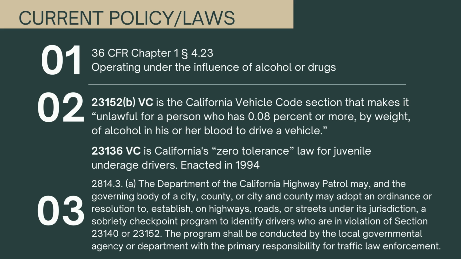The first one, notated number 1, is at the federal level. So there are federal regulations regarding operating under the influence of alcohol and drugs. Most states do have their own regulations and penalties. So those listed under number 2 are going to be coming from the California Vehicle Code. That first one indicates the blood alcohol content level that makes it legal or illegal to drive a vehicle. And then that second one is the zero tolerance law for juvenile underage drivers, which was enacted in 1994.